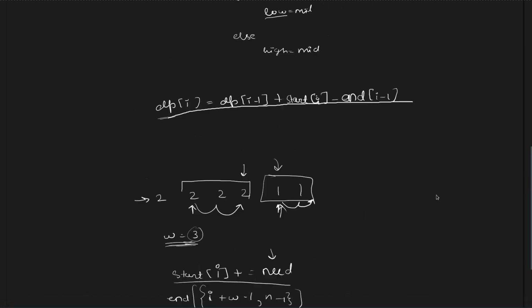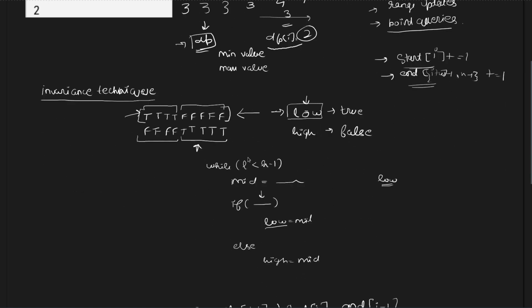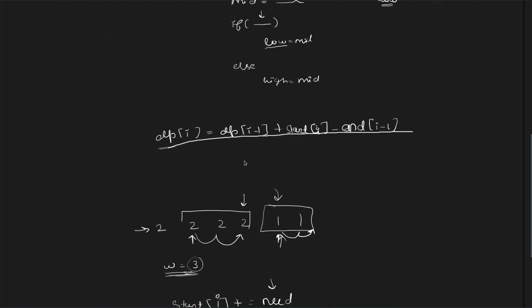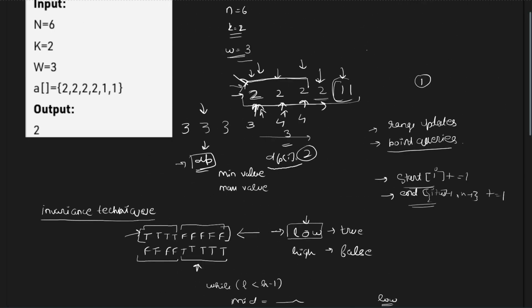So now that this is done, let me just very quickly go through the solution. The solution is to use binary search. I've already discussed the invariance technique, how we will maintain the invariance between the low and the high end of the range, right? Now, how do we implement the checker function? To implement the checker function, we need to use range updates and point queries. We can also use segment trees, but we decide to use the simpler approach using DP, that is by maintaining the start and the end vectors, right?